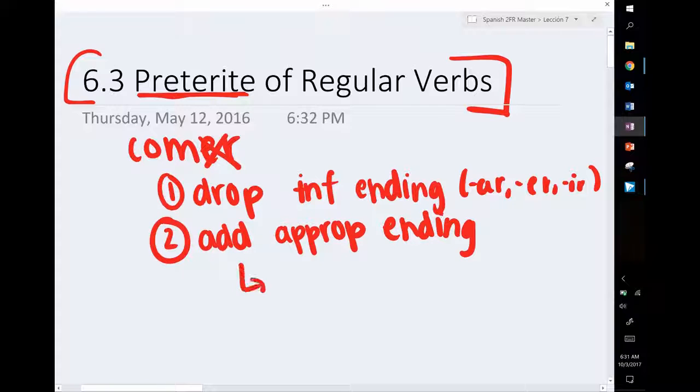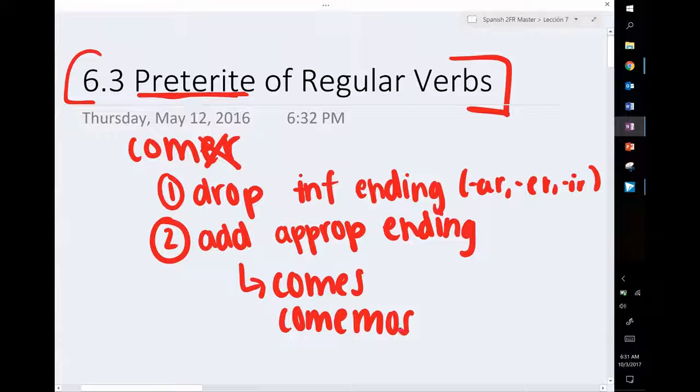So if I were to give you comer tú, you would write comes. Or if I said comer nosotros, that would be comemos. Or comer yo, como. So that's how we conjugate verbs into the present tense. We drop the infinitive ending, AR, ER, IR, and add the appropriate present tense ending. We're going to take this same concept and apply it to a new tense.